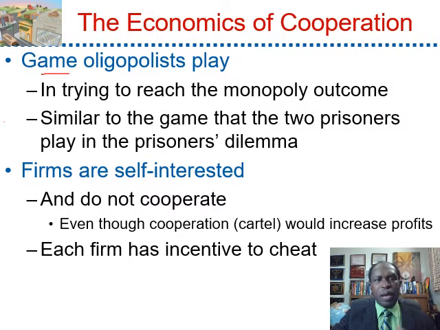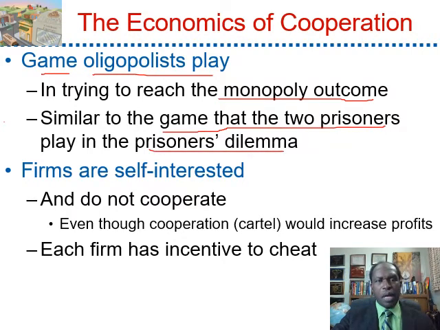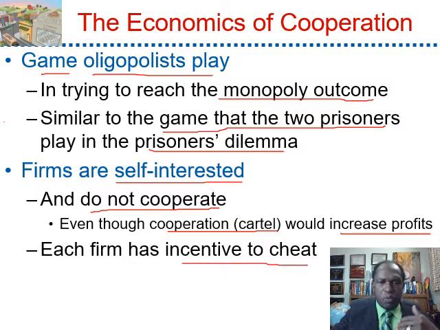The game oligopolists play in trying to reach the monopoly outcome is similar to the game that the two prisoners play in the prisoner's dilemma. Firms are self-interested, so they do not want to cooperate, even though a cooperative cartel will increase the profit. Each firm has an incentive to cheat. They think that by cheating, they can increase the profit. But eventually, price will go down and profit will go down also.